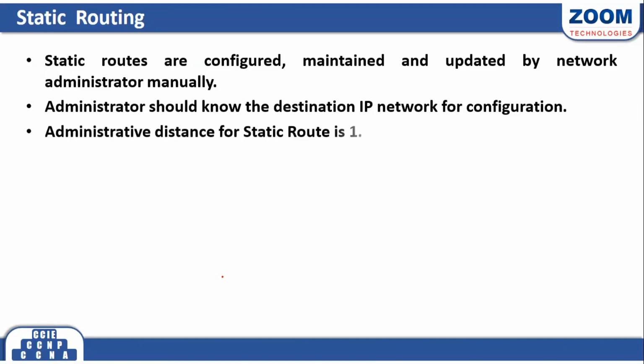And the administrative distance for static is 1. Just remember the administrative distance for static is 1. I'll explain later what exactly administrative distance is when it comes into the picture. But keep in mind the AD value for a static route is 1. What the AD value is, how it works, and when it comes into the picture, I'll explain in dynamic routing. Okay?